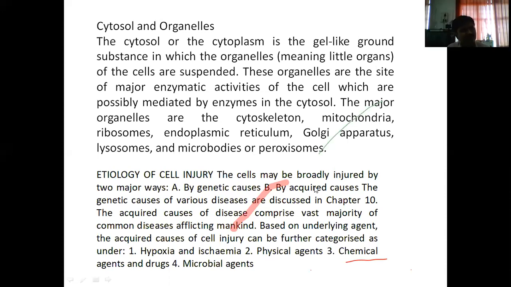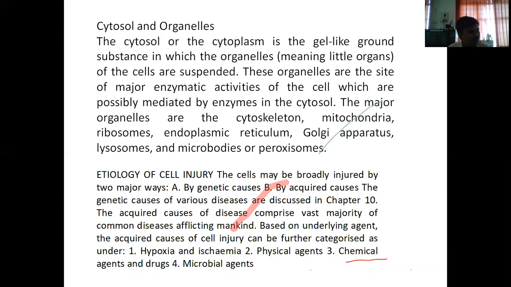Genetic causes means some genes are responsible for certain diseases, like rheumatoid arthritis. If a gene responsible for that disease comes to us from our parents, then it is called a genetic cause. The gene has come to us from our parents, and the disease has been carried from them to us.